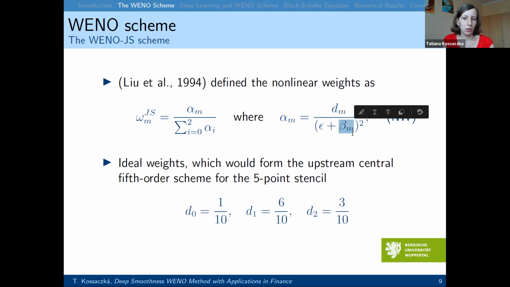parameter of the method, because this is the smoothness indicator which should actually tell us something about the discontinuity which can be present in a solution. And epsilon is just a small constant to avoid the denominator becoming 0. So we are interested in enhancing this beta_m.